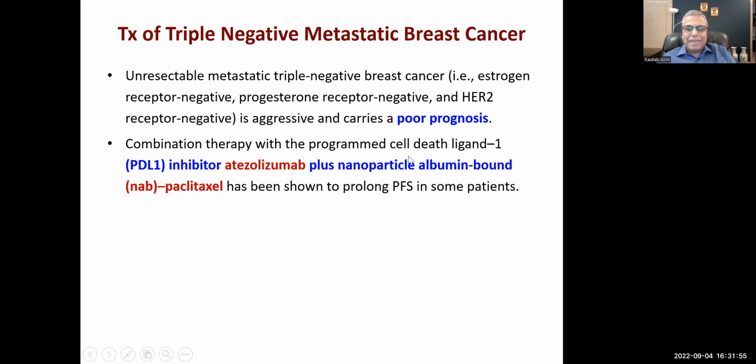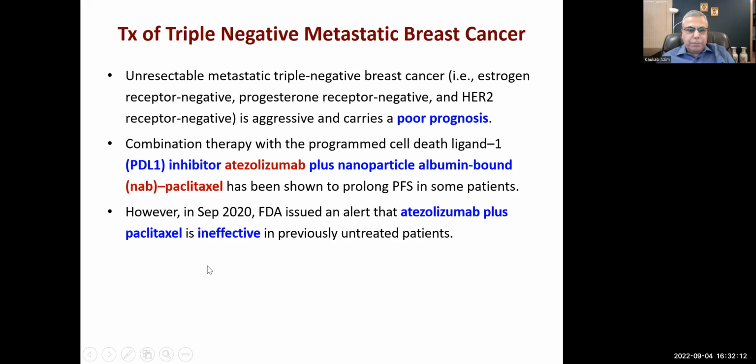Combination therapy with programmed cell death ligand inhibitor atezolizumab plus nanoparticle albumin-bound paclitaxel has been shown to prolong progression-free survival, right? But unfortunately, the FDA issued an alert that atezolizumab plus paclitaxel is ineffective in previously untreated patients, right? So you must try to treat the patients with other drugs first. And if that treatment fails, then maybe it is the decision of the oncologist whether to use this drug or not.